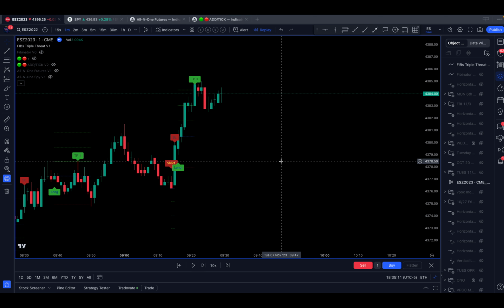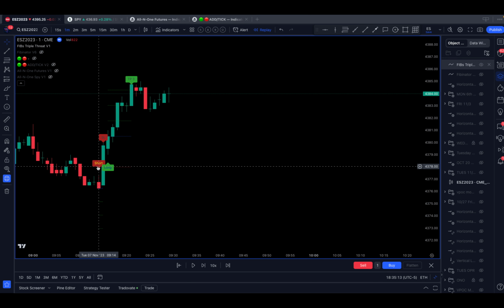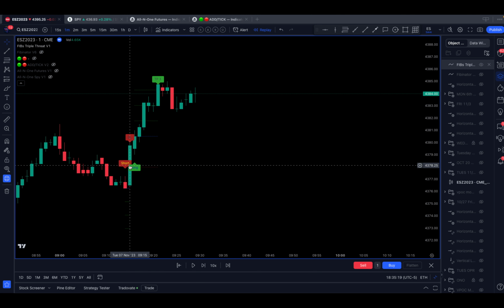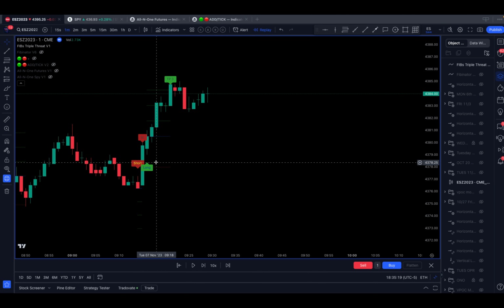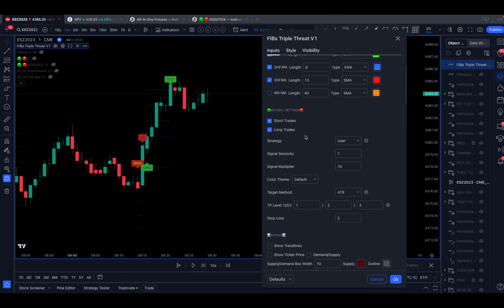So, again, nothing's 100%, and going by just these indicators, are you going to make money? You may make some money, and you're going to lose money. You may lose money. Nothing's 100%. You can adjust the settings here, the sensitivity. There's two different things. There's a sensitivity and a multiplier.